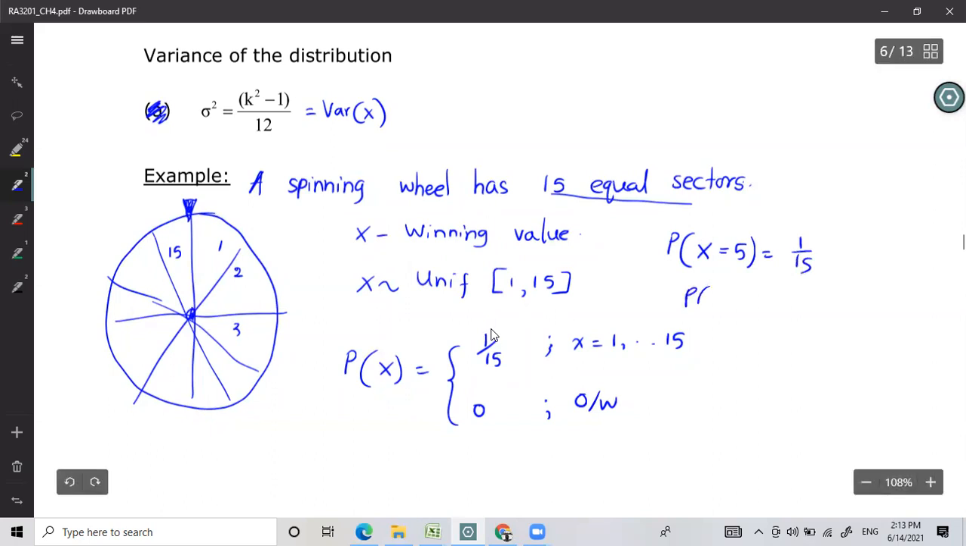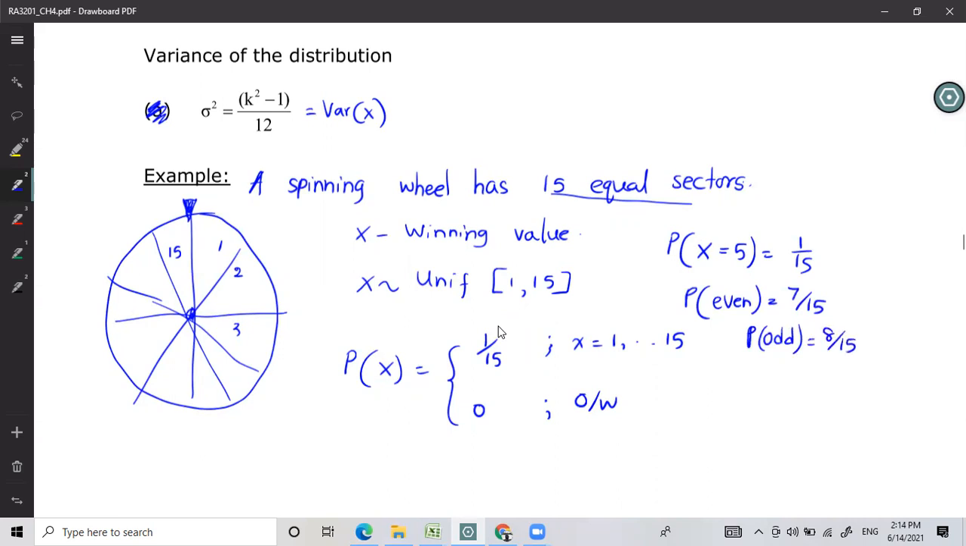What is the probability of getting an even number? What is the probability of getting an even number after you spin? 7 out of 15. Yes, 7 out of 15. There are only 7 even numbers, 7 out of 15. So odds? 8 out of 15, from 1 to 15.